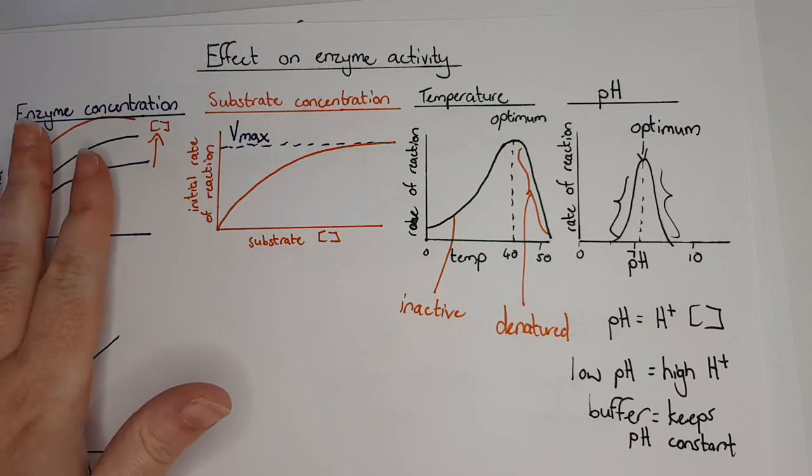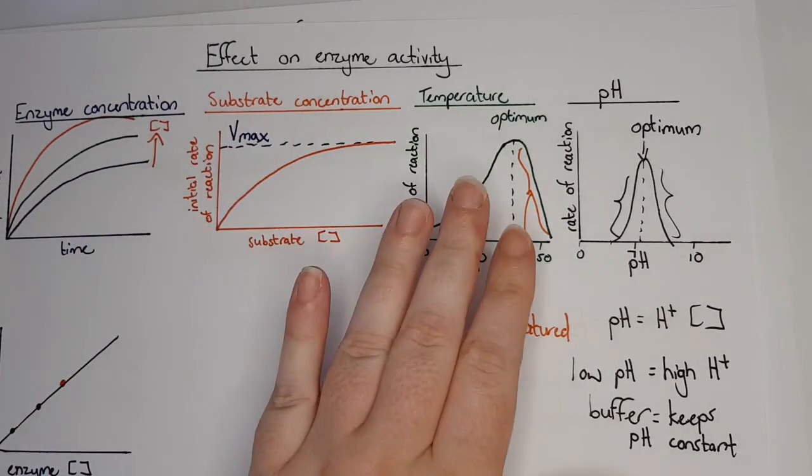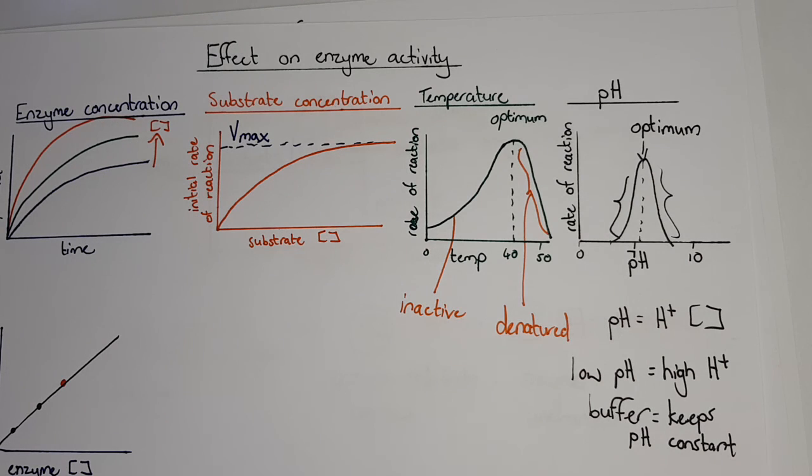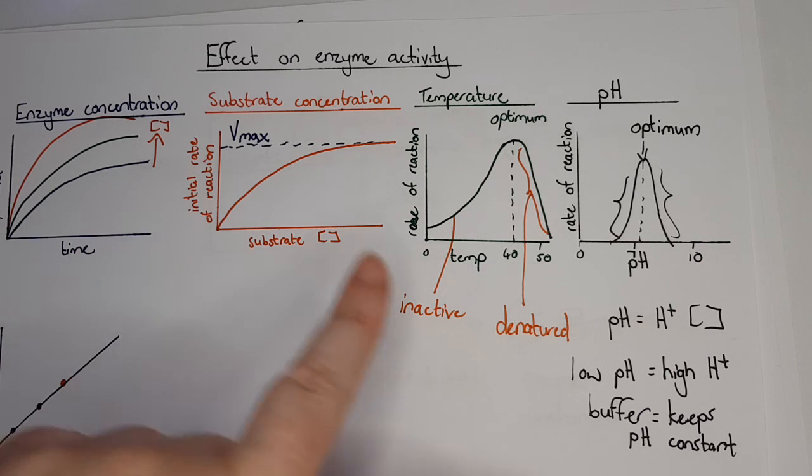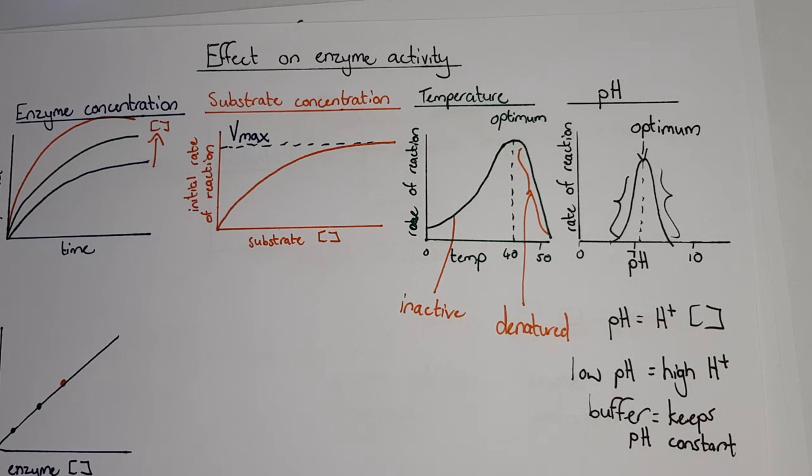So we have enzyme concentration, substrate concentration, temperature, and pH. And we need to know the specific shapes of each graph and what happens when something is denatured or inactive, or when we're going to increase or decrease in concentration.